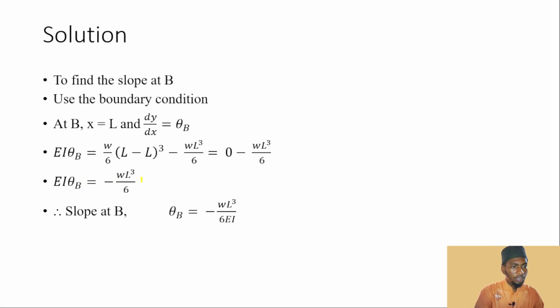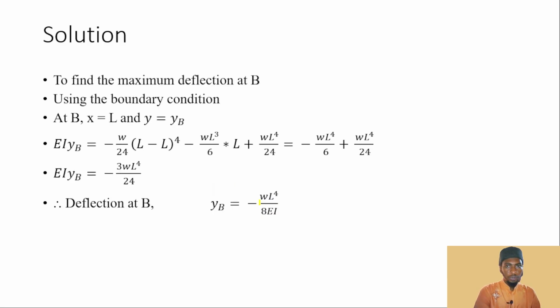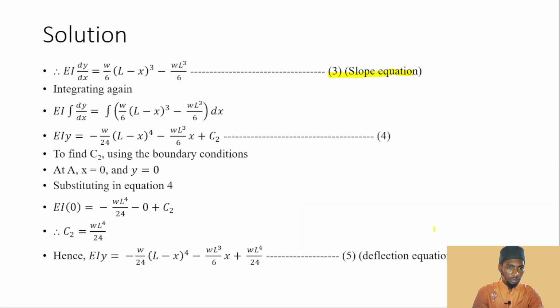Hence, dividing by the coefficient of theta B, we have theta B equal to wL³ over 6EI. This is the slope equation. So the next one is the deflection. The maximum deflection also is at point B. So using the same boundary condition, at B x is L and y is equal to yB, which is the maximum deflection. Then EIyB, substituting in equation 5 now, the deflection equation.